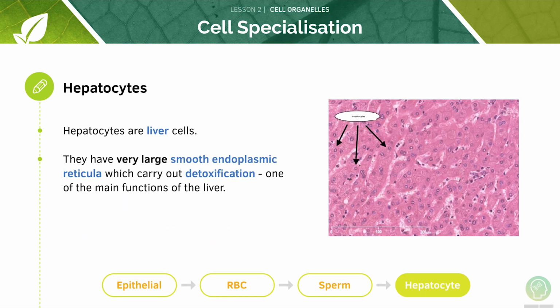Hepatocytes are liver cells. One of the main functions of the liver is to carry out detoxification, which is helped by the large, smooth ER.